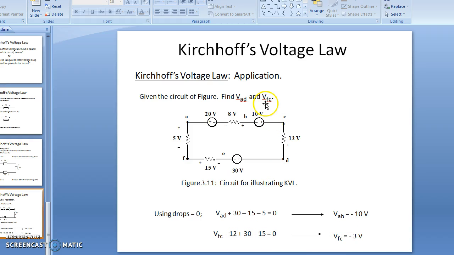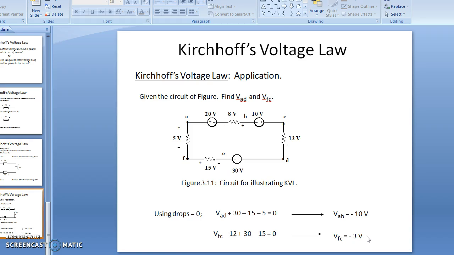Next, let's find VFC. Here is the point F and here is the point C. Let us consider F point at positive and C at negative. So with this, VFC will be positive. From C to D, it's minus 12. From D to E, it's plus 30, and E to F is minus 15. So this forms a complete closed path and the sum should be 0. So this gives VFC is equal to minus 3 volt. So this is how we can find the unknown voltage.